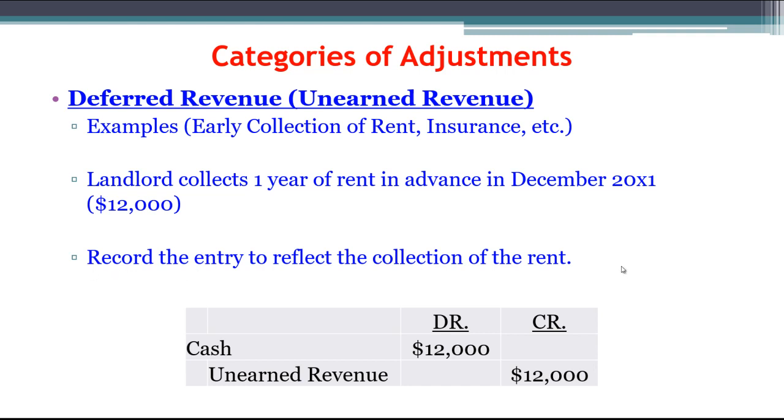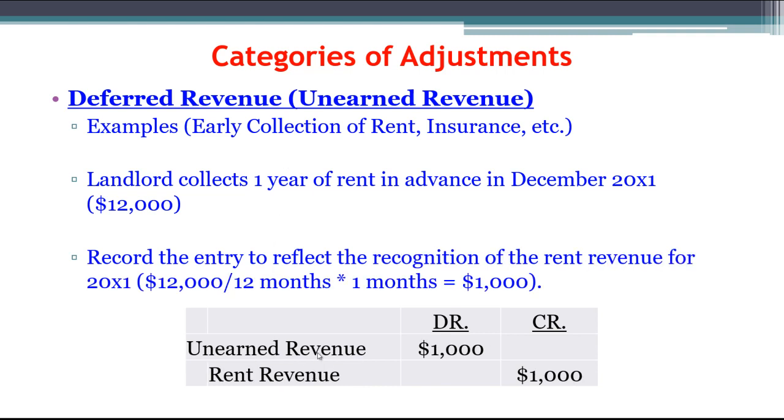Here we record the entry for the collection of the rent, which is not an adjusting entry. It's a cash entry. We debit cash for $12,000, and we credit unearned revenue, which is a liability account. The key word here is unearned. We owe this customer something. We owe them their service, or maybe we owe them their money back if we can't provide the service, letting them stay in the building. So we're increasing this liability for $12,000 until we actually earn the money over time.